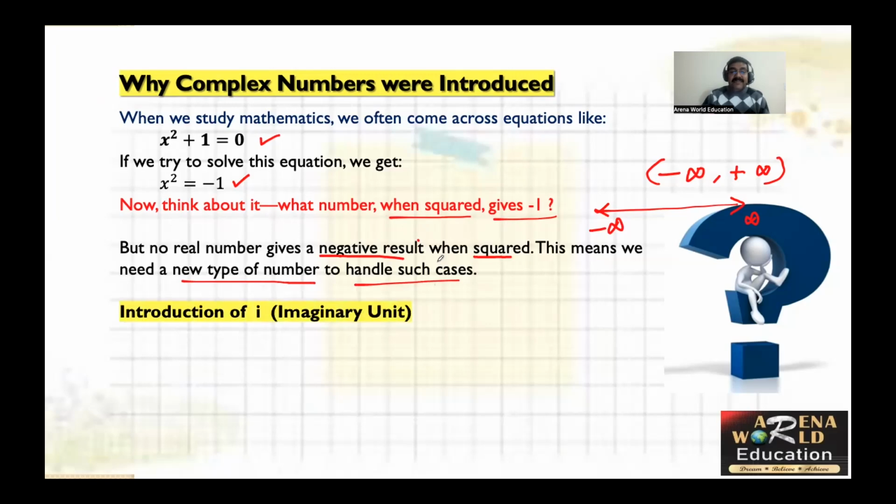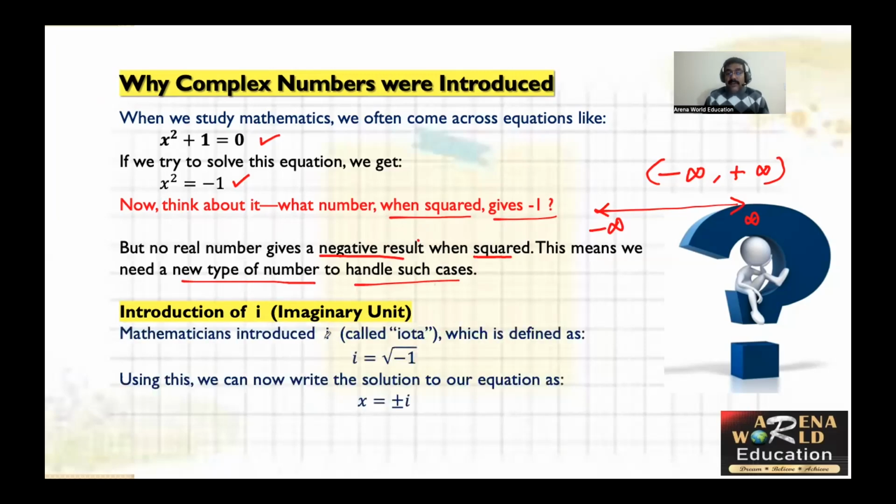So there was the introduction of iota. Iota is what? This is an imaginary unit. So mathematicians introduced iota, right? And the value of iota is what? It is under root minus 1. If iota is equal to under root minus 1, then after squaring, what will you get? Iota square will be equal to minus 1. And look at this equation, x square is equal to minus 1. So iota square is minus 1, right?